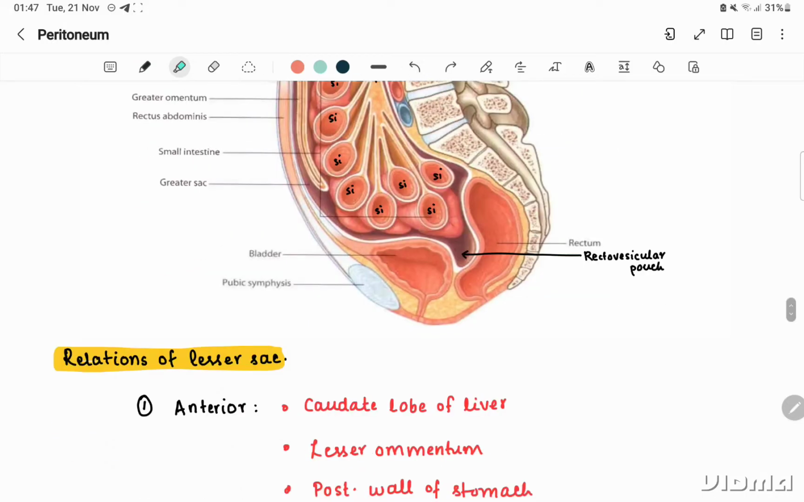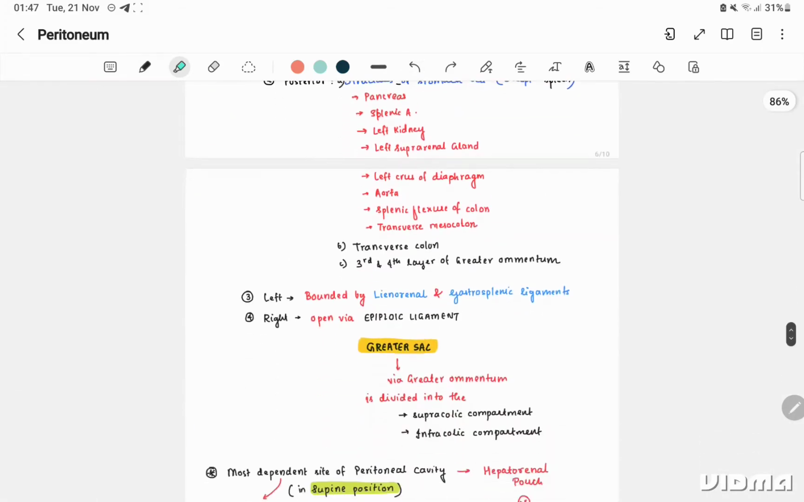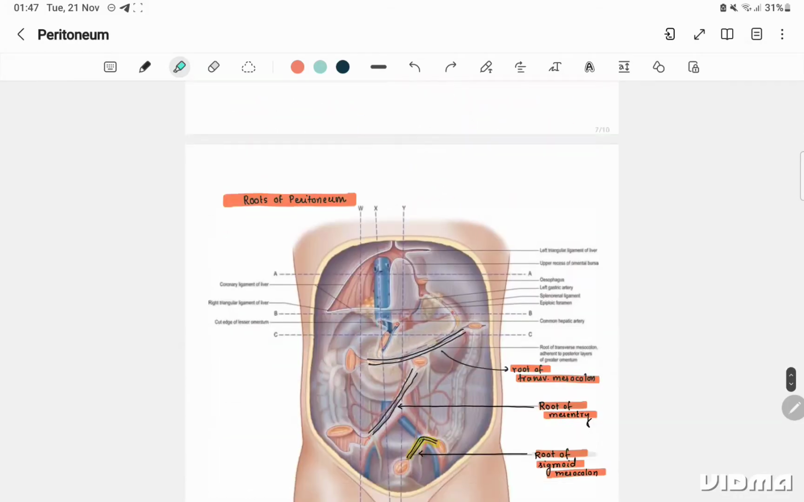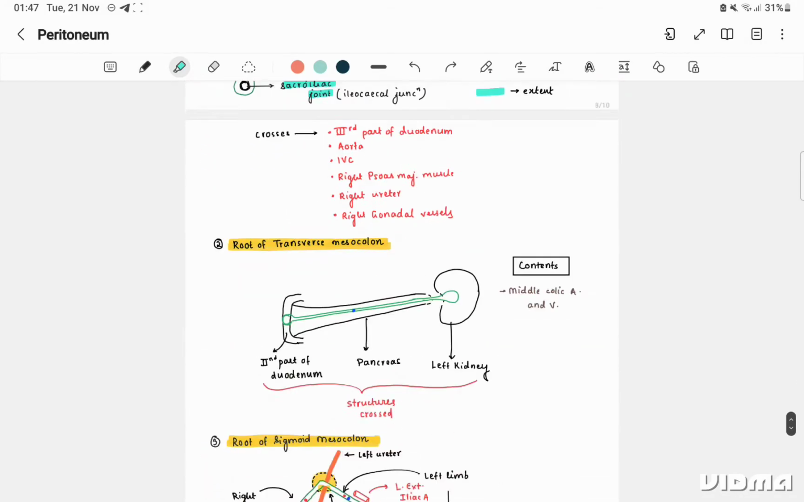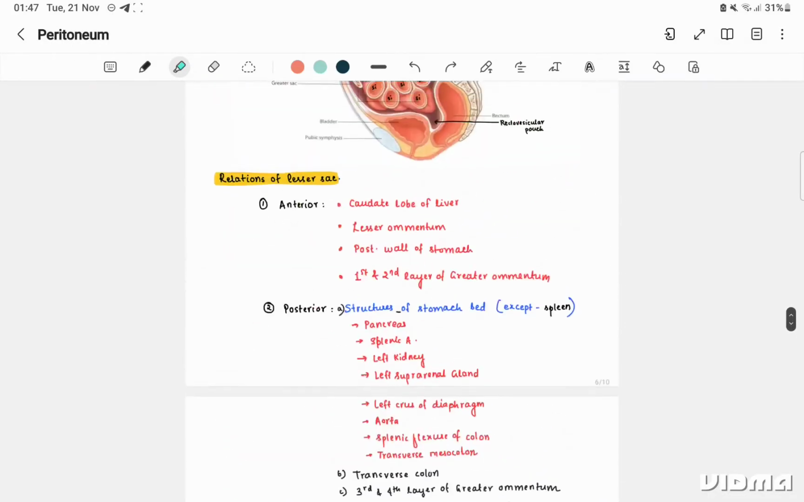You can see this. What are the relations of the lesser sac? What are the anterior relations, the posterior relations, and the left and right relations? We'll discuss the greater sac in less detail, and we'll talk about the roots of the mesentery and duodenal recesses. So let's talk about all these things.